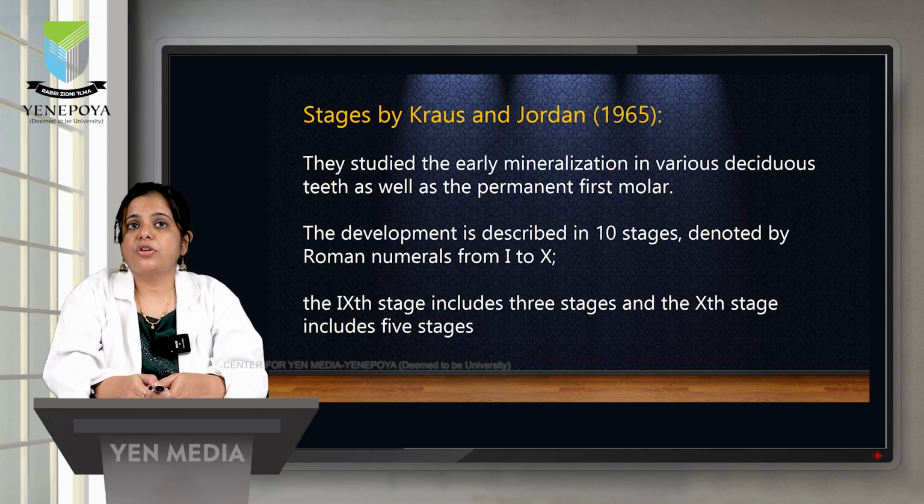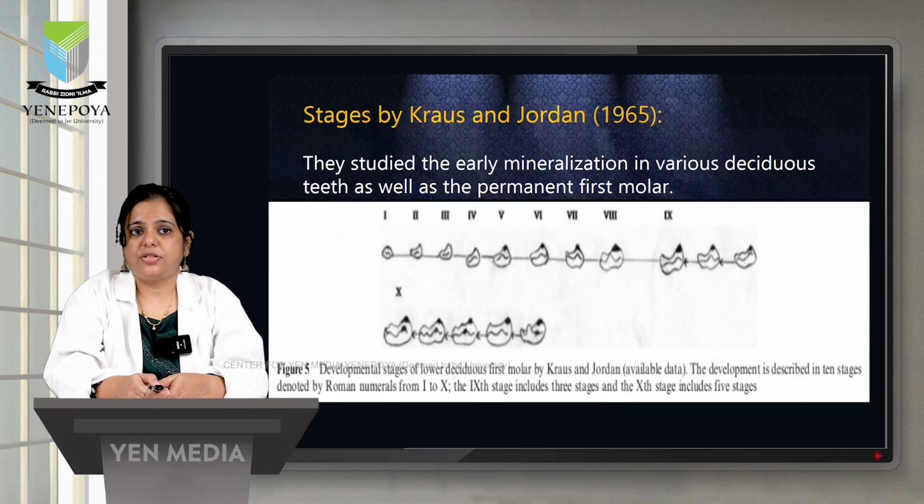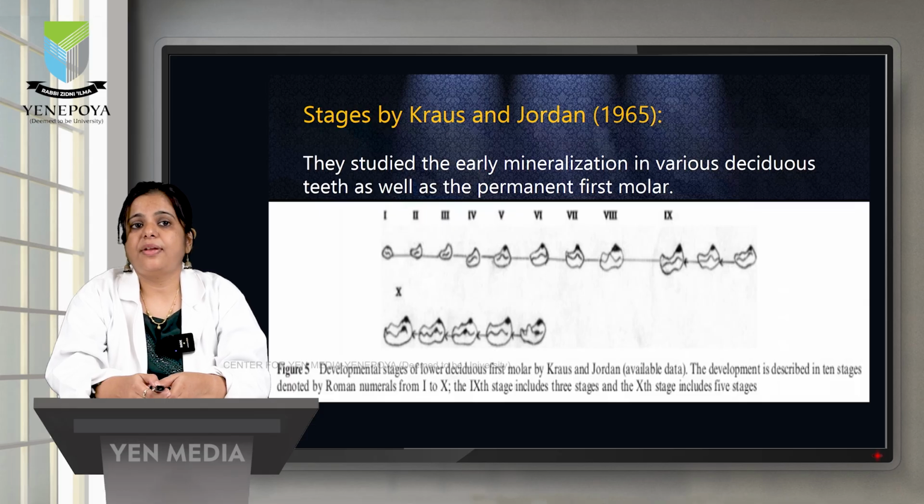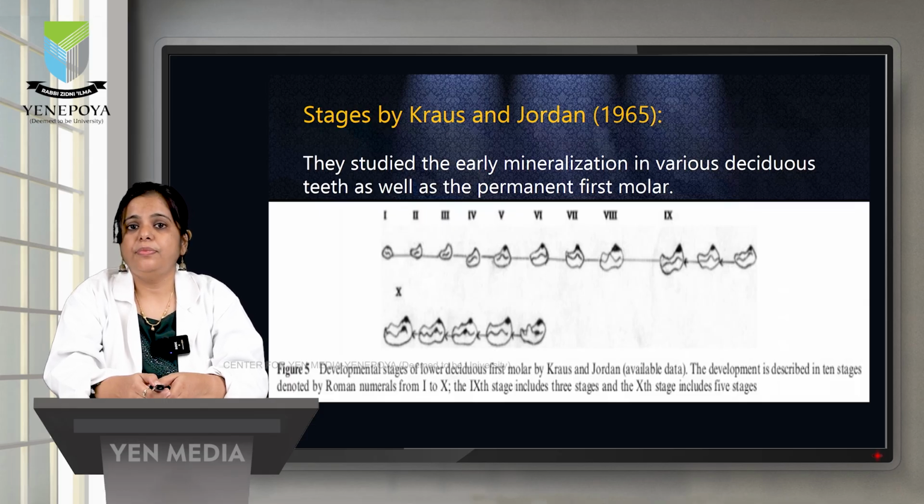We have stages by Cross and Jordan given in the year 1965. They studied the early mineralization in various deciduous teeth as well as the permanent first molars. The development is described in 10 stages denoted by the Roman numerals from 1 to 10. The 9th stage includes 3 stages and the 10th stage includes 5 stages. So, in this figure you can see developmental stages of the lower deciduous first molar by Cross and Jordan. The development is described in 10 stages. The 9th stage includes 3 and the 10th stage includes 5 stages.